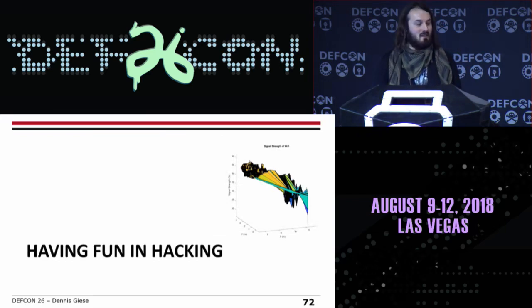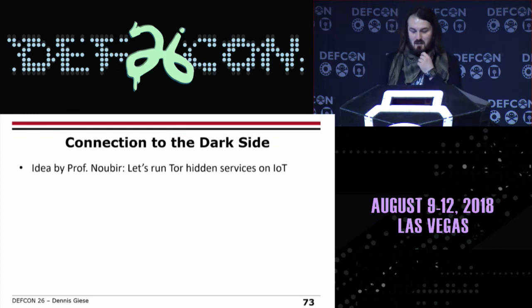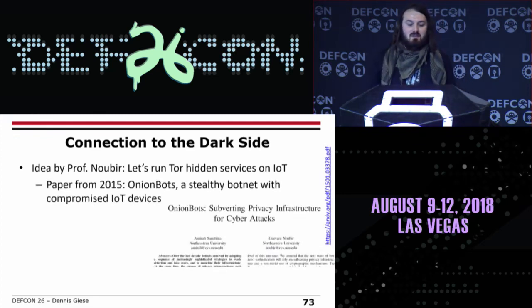So for the first case, I have some examples of what you can do with them. First case is get a connection to the dark side. This was an idea initially by Professor Nubir, who said, hey, can this vacuum cleaner actually run Tor? And it can. So let's just run a Tor hidden service on it. The reason he asked that is there's a paper from 2015 which described a thing named onion bots, where you use Tor to create a stealthy botnet with compromised IoT devices, which communicate with some neighbor devices, and so it cannot be really detected.